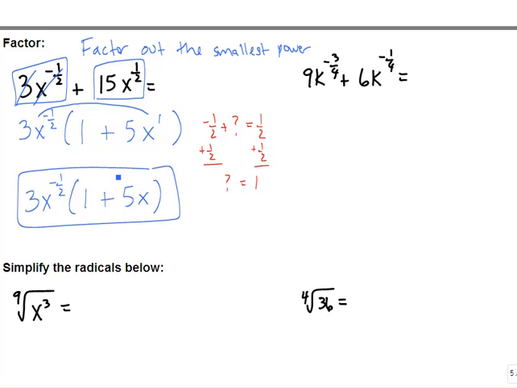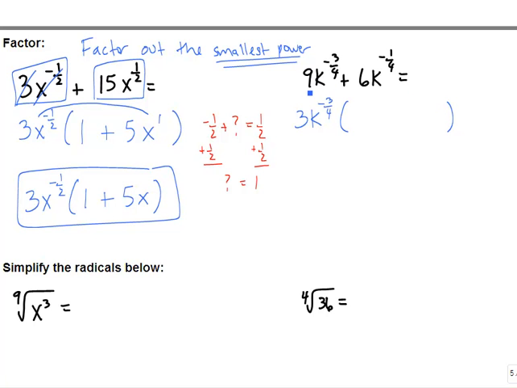Okay, let's try that again. On the next example, again, we want to factor out a GCF. So are there any numbers that go both into 9 and 6? We know that 3 does. So I know I can pull out a 3. Then when I look at these two terms, they both have some k's. So I should be able to pull out some k's. What power should I pull out? It needs to be the smallest one. So which is smaller, negative 3/4 or negative 1/4? The answer would be negative 3/4 because it's more negative. It's more to the left on a number line. So that's your GCF.